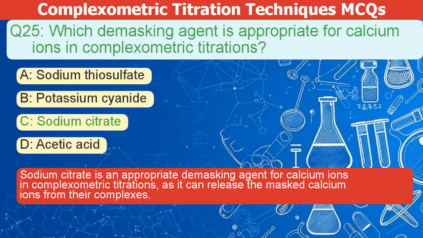The correct answer is C. Sodium citrate is an appropriate demasking agent for calcium ions in complexometric titrations, as it can release the masked calcium ions from their complexes.